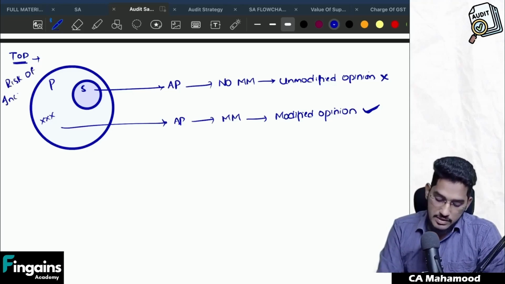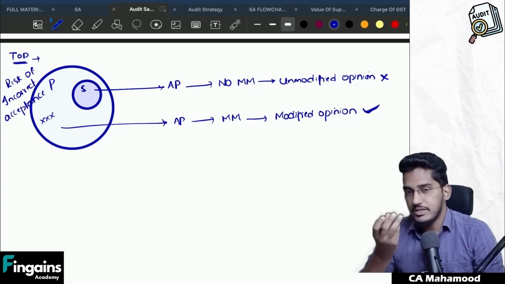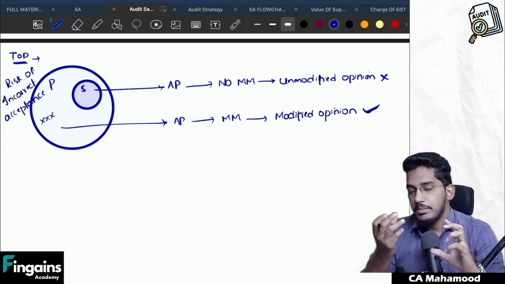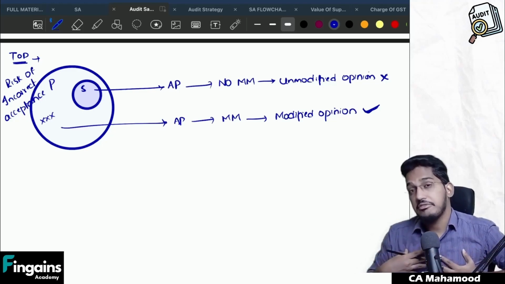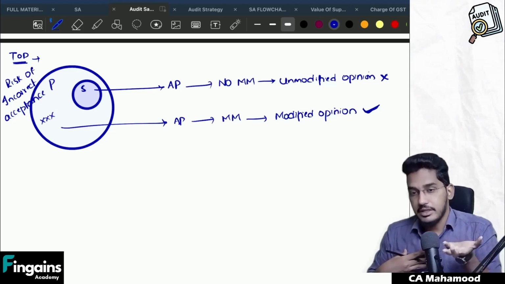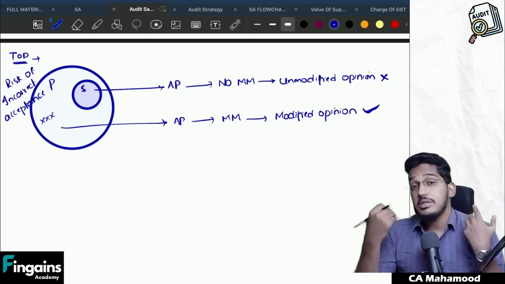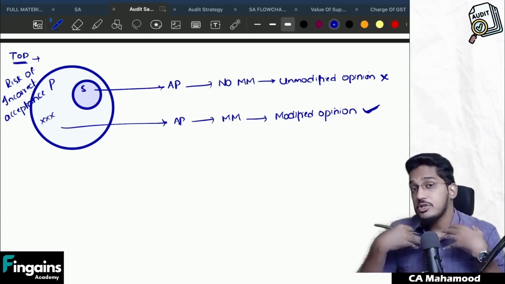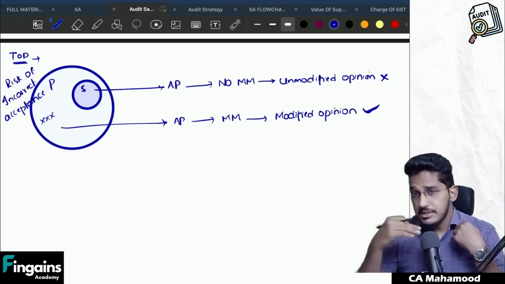What do we call this risk? Risk of incorrect acceptance. Sir, why this name, risk of incorrect acceptance? Very simple. On the basis of sampling, you are accepting that financial statements are free from material misstatements. Is that acceptance correct or incorrect? Incorrect. You are accepting that fact on the basis of a sample. Is that acceptance correct? No.